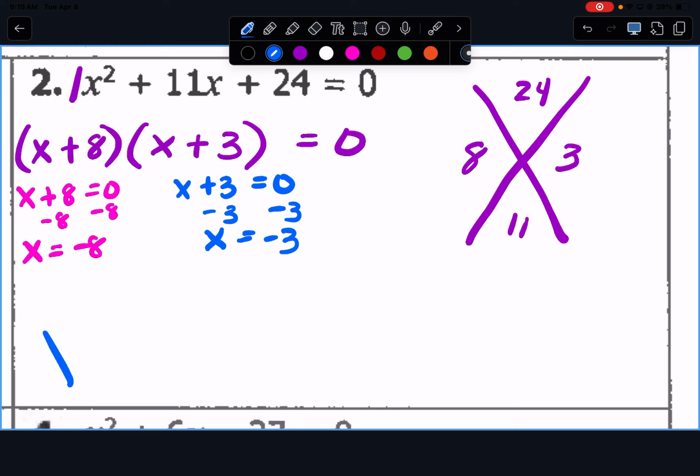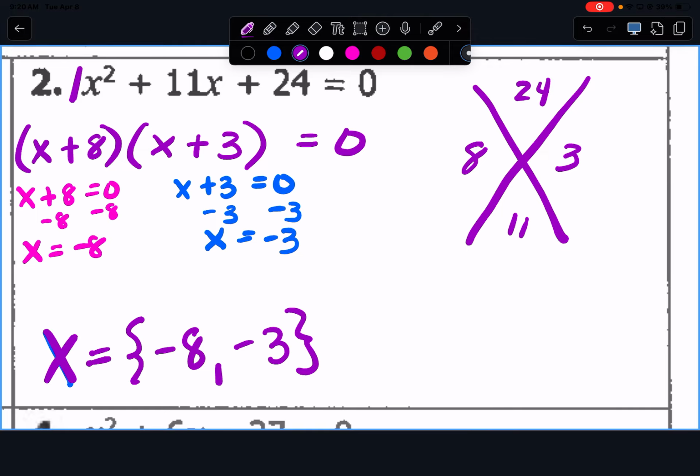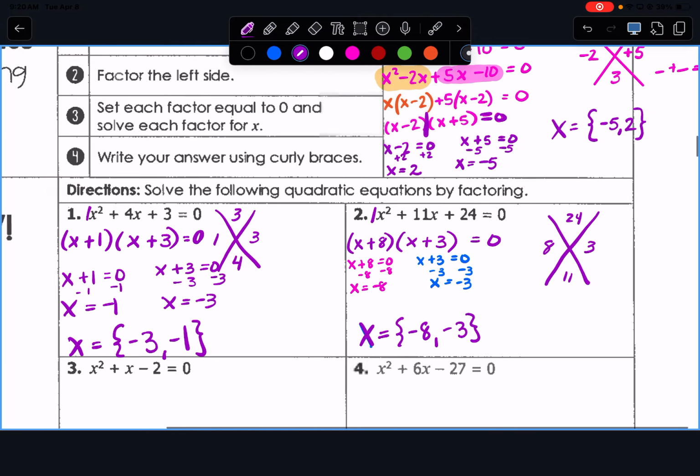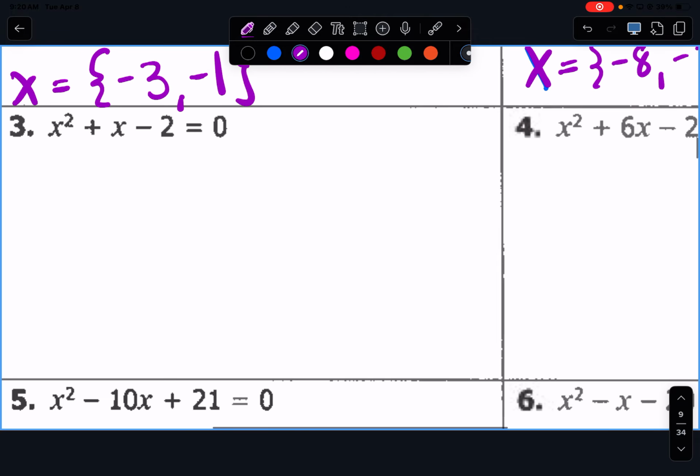So how would we write our solution set? X equals negative 8, comma, negative 3. All right, now I want y'all to try number 3 for me.